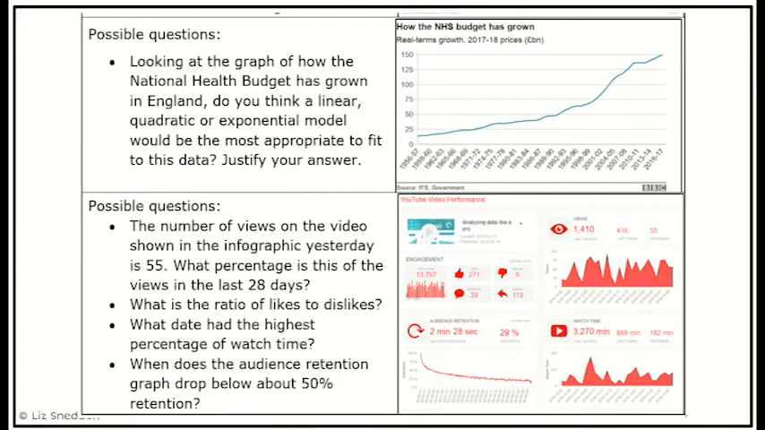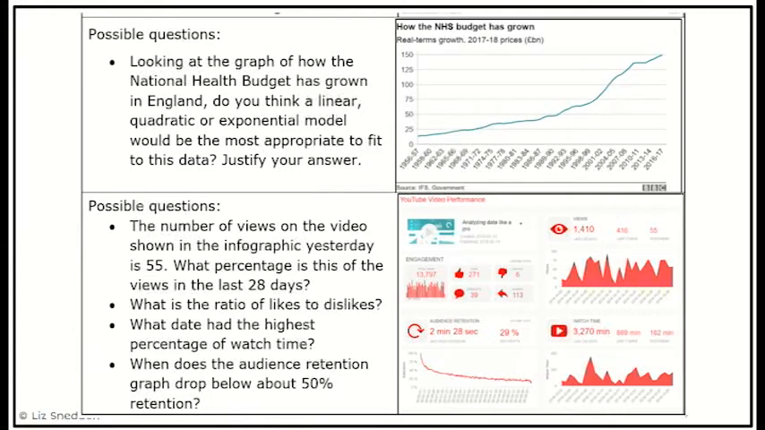Here we've got some information about the NHS budget. So these are just graphs I pulled very quickly off the internet. Looking at that and saying, well, is a linear, quadratic or exponential most appropriate? So only covering the content at the right curriculum level, but still being able to look at that and go, actually, that looks more like this graph or that graph. So knowing what kind of model might be appropriate.